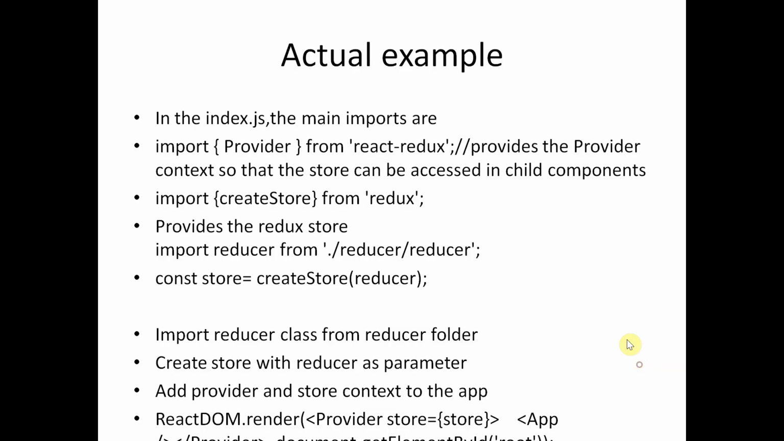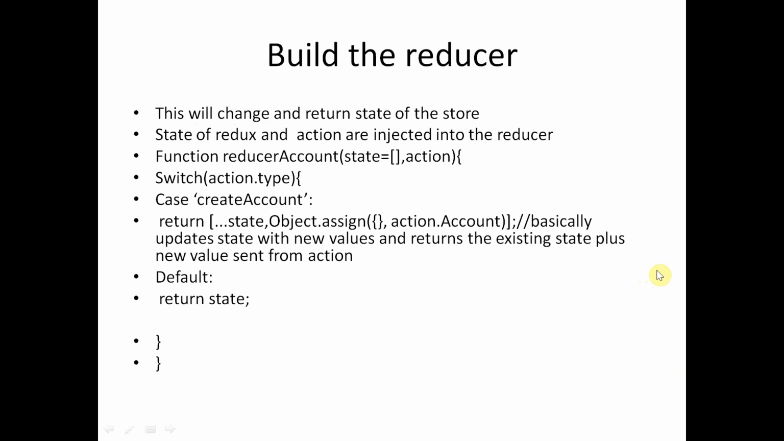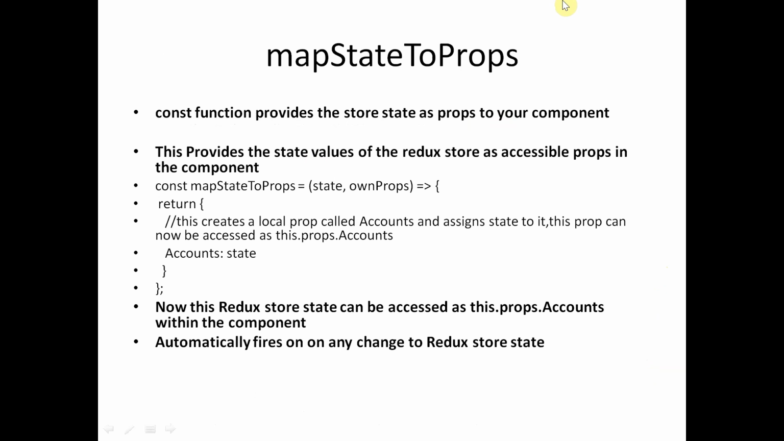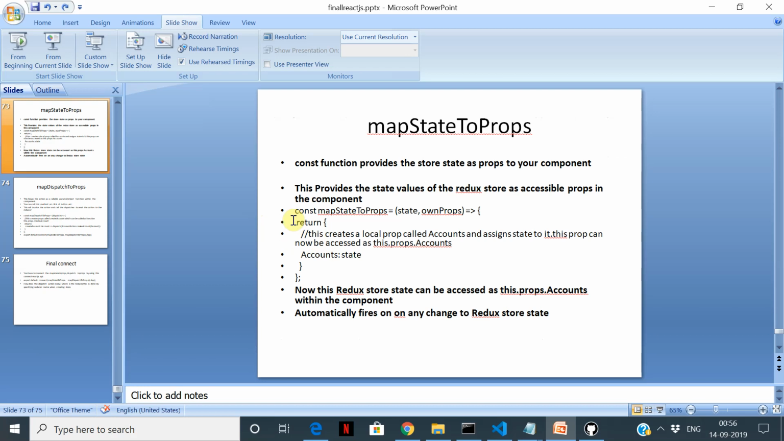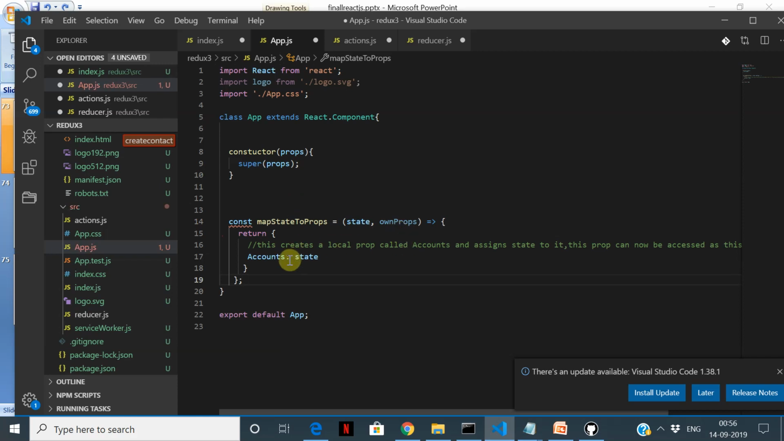So, build the action, we have done that. Build the reducer, we have done that. Now we need to build the map state to props. What this map state to props does is that any changes that happen in the store will come back to us. Let's take it from here itself and move it here, and we'll call it contacts.